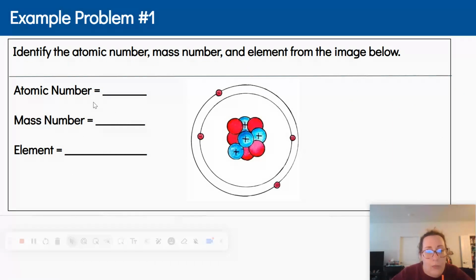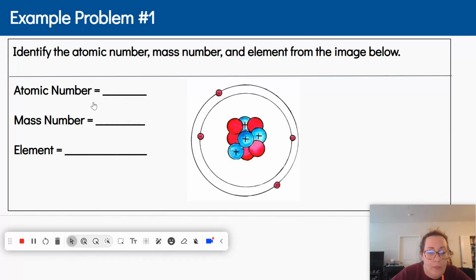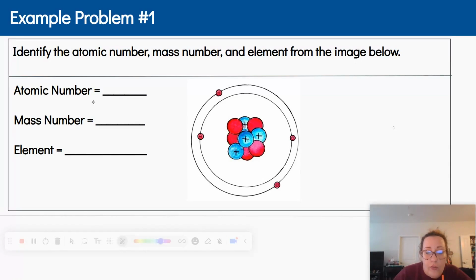Our first example problem is identify the atomic number, mass number, and element from the image below. I want you to pause the video, try this yourself, and then when you are ready, unpause it and check your answers. Okay, if you are unpausing, that means you have tried this yourself and you are ready to review the answers to example problem number 1.